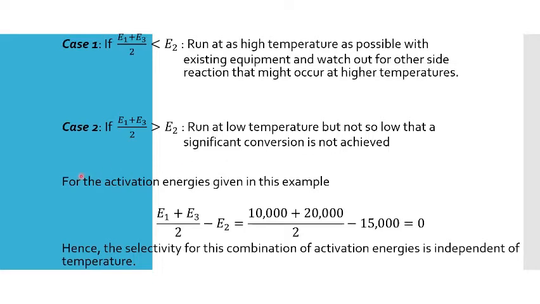So for the activation energies given in this example, we need to calculate whether our equation obeys case 1 or case 2. So (E1 plus E3) divided by 2 minus E2, we will get the value of 0, which does not obey any of the cases. Hence, the selectivity for this combination of activation energies is independent of temperature.